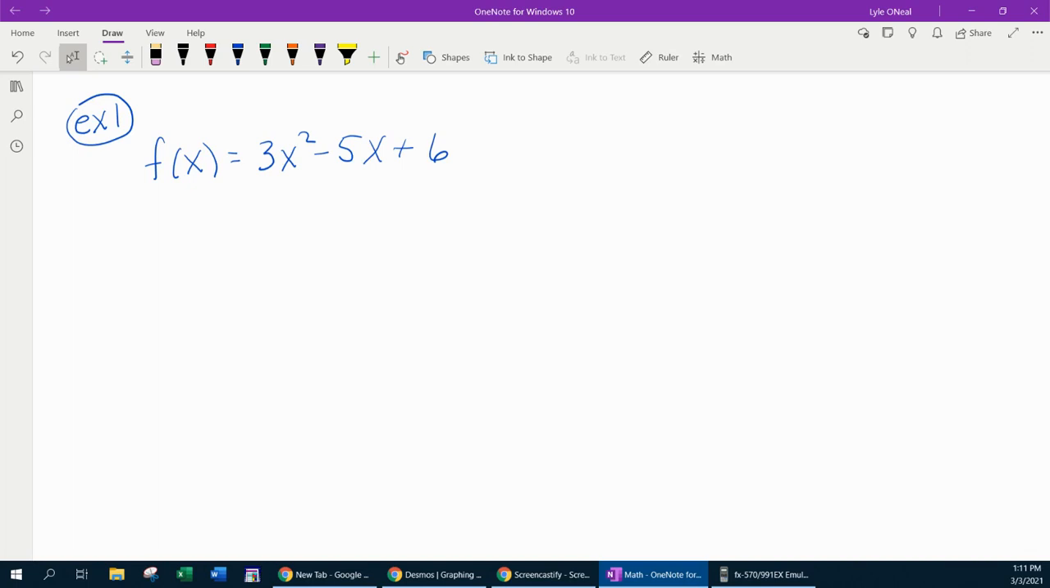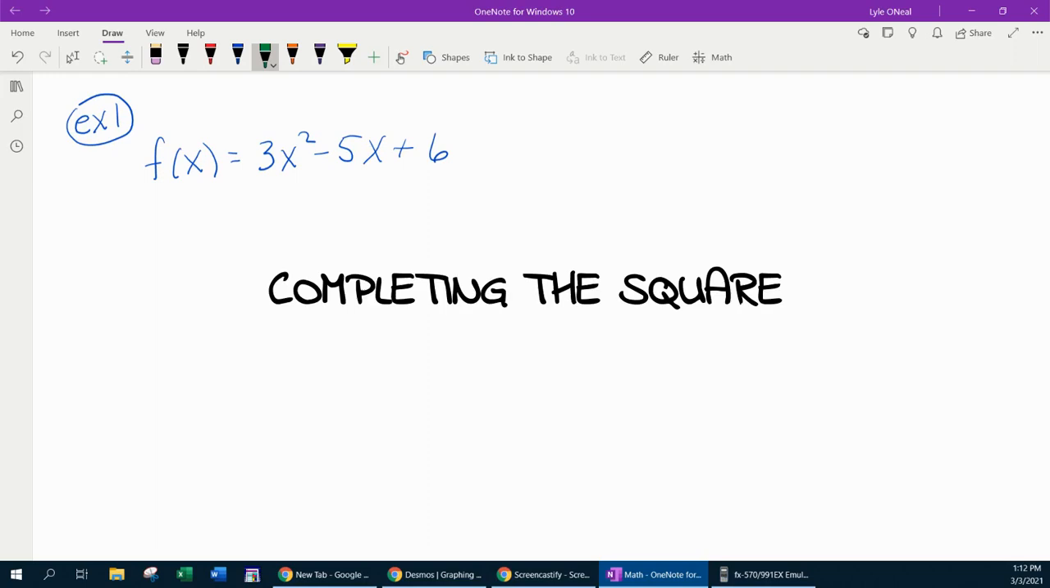So our first example here is in standard form. We can see that a is 3, b is -5, and c is 6. And there are two techniques that are taught to convert from standard form into vertex form. One of them is easier than the other. So what I'm going to do is show you what I consider the hard way first, and then I'll show you the easier method. The first technique we're going to use to convert from standard form into vertex form is completing the square.